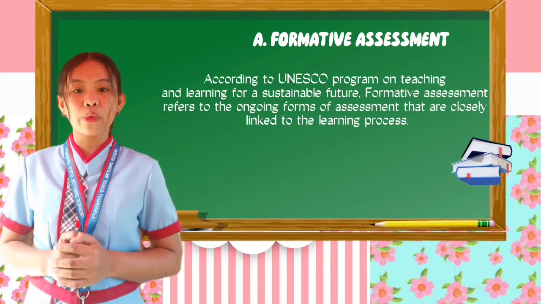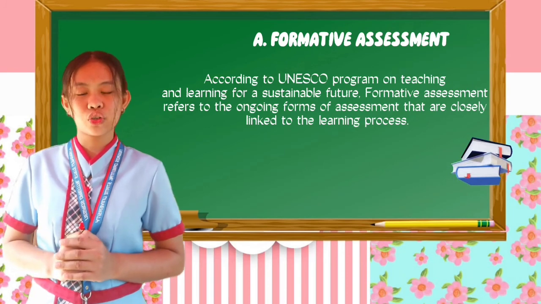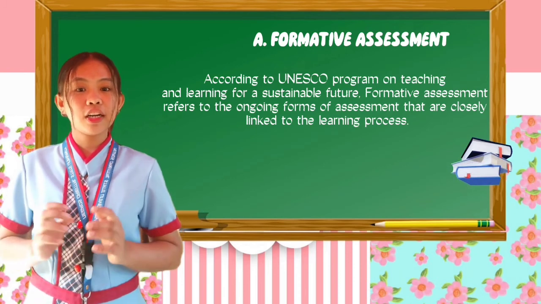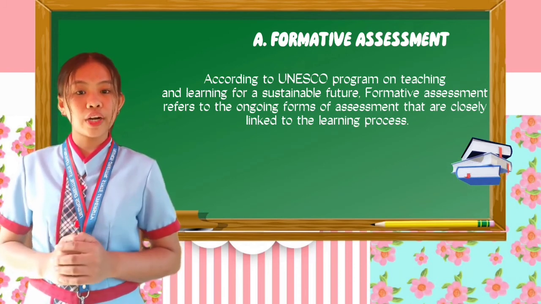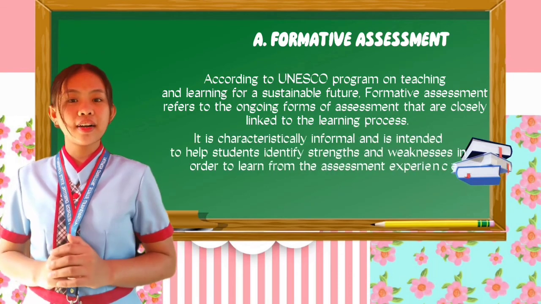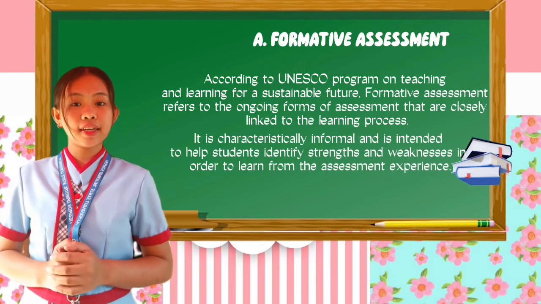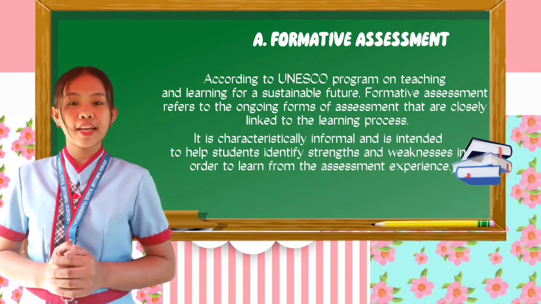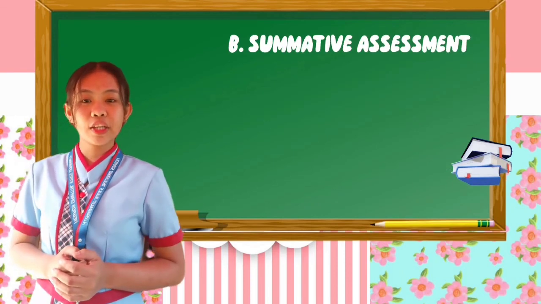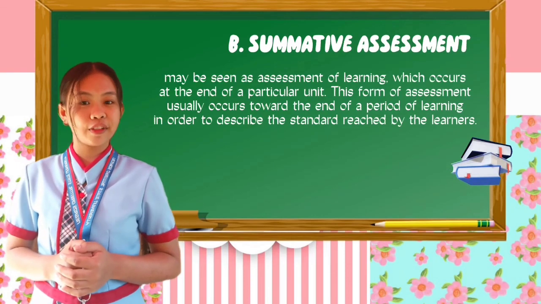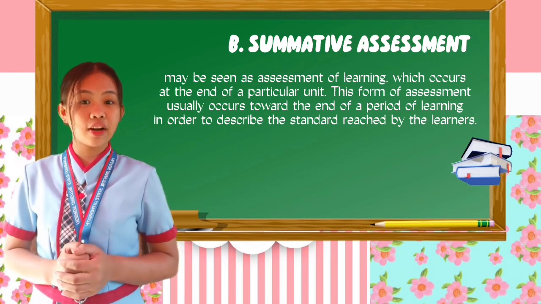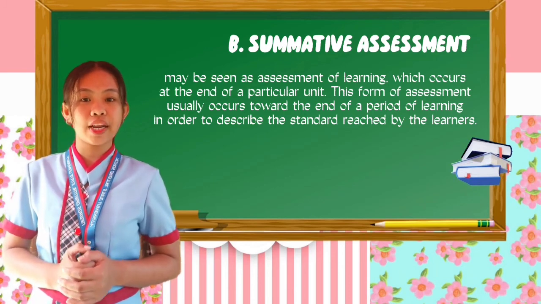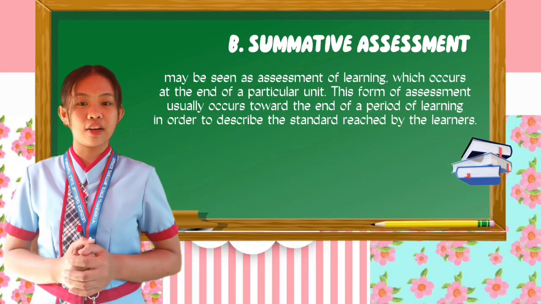According to the UNESCO Program on Teaching and Learning for a Sustainable Future, formative assessment refers to the ongoing forms of assessment that are closely linked to the learning process. It is characteristically informal and is intended to help students identify strengths and weaknesses in order to learn from the assessment experience. Summative assessment, on the other hand, may be seen as assessment of learning, which occurs at the end of a particular unit. This form of assessment usually occurs towards the end of a period of learning in order to describe the standard reached by the learners.